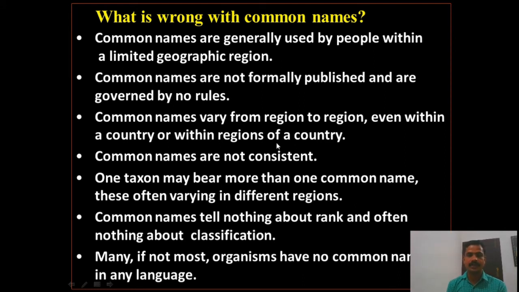Ixora is a genus under the family Rubiaceae. Pavata is another genus under the family Rubiaceae. That indicates the level, the rank of the taxon, in botanical names or scientific names. Many, if not most, organisms have no common names in any language. The majority of plants and animals do not have, especially wild plants, members of the family Poaceae, Cyperaceae, etc. The majority of the members of these large families do not have any common name or local name.